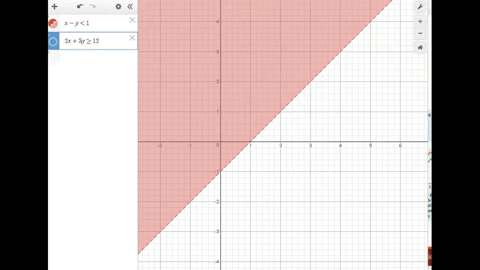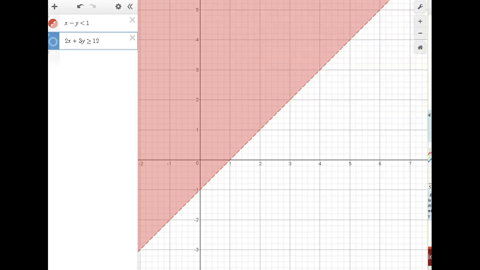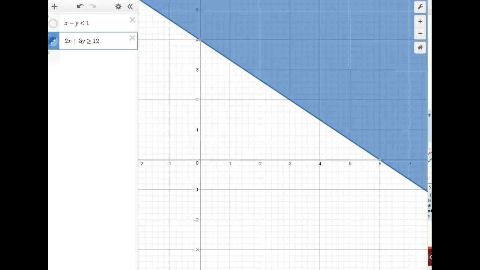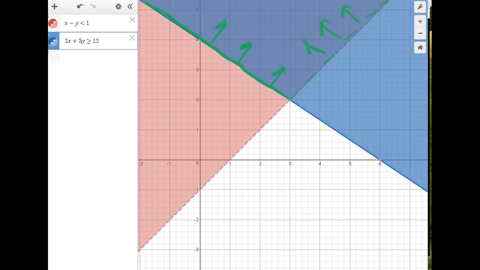I'm going to change the color to blue. So let me hide that one first. This was the first region. It's above the boundary line. This is the second region. It's also above the boundary line. If we join them together, they intersect, the red and the blue, in the middle. So this is our region. But we don't include this.